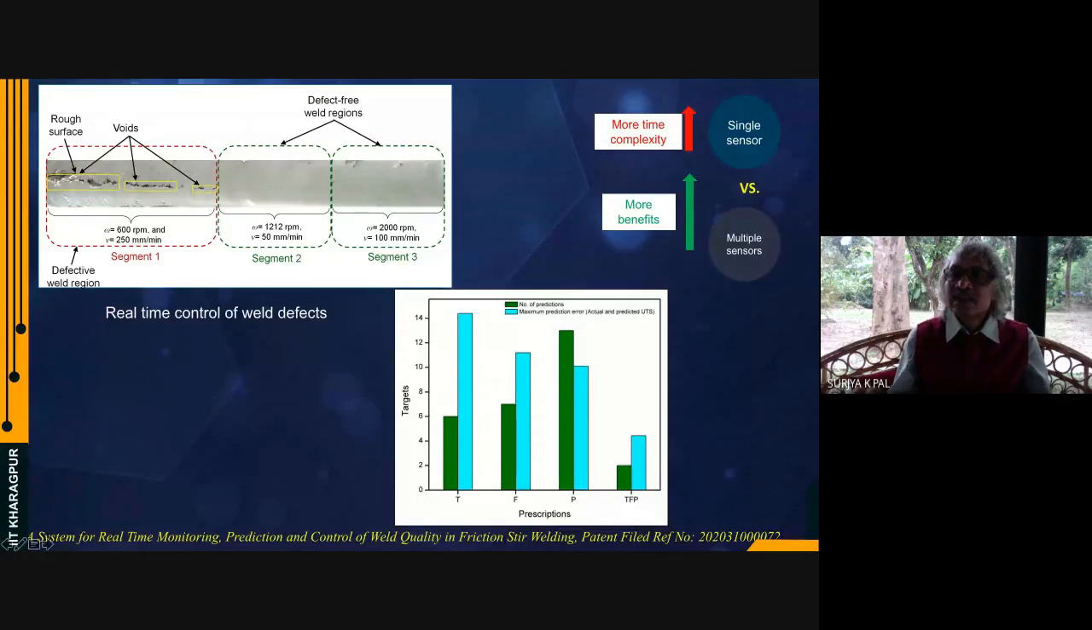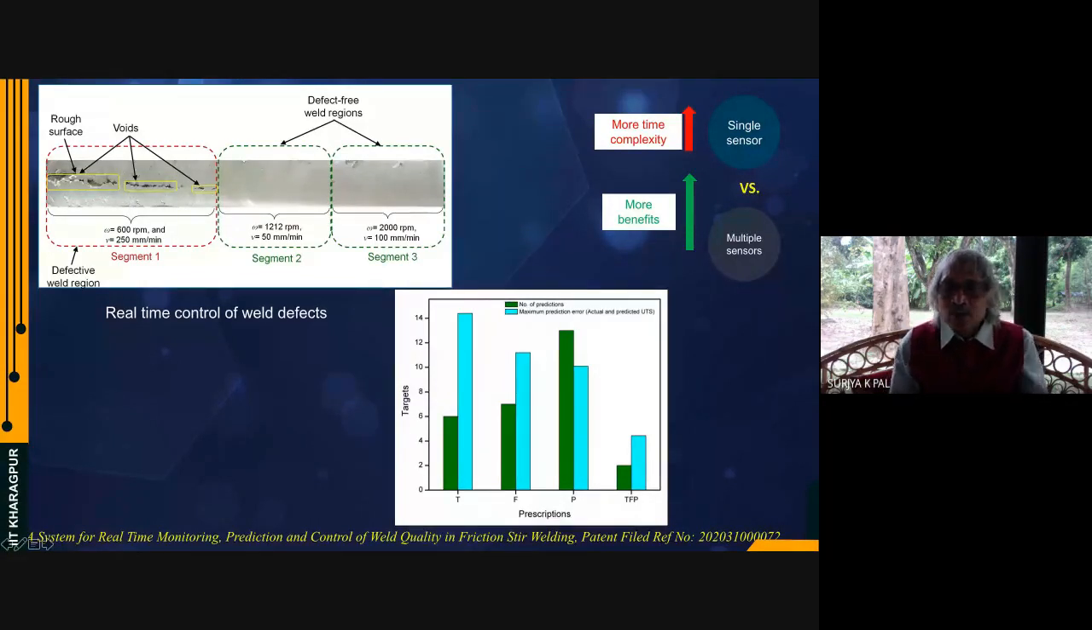Single sensor versus multiple sensor. A single sensor of course takes less time, but the time factor is very small in this particular example. So the multiple sensors take almost the same time, but give better benefit. You see the lower graph.